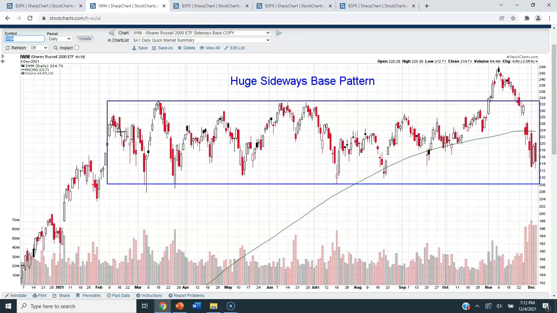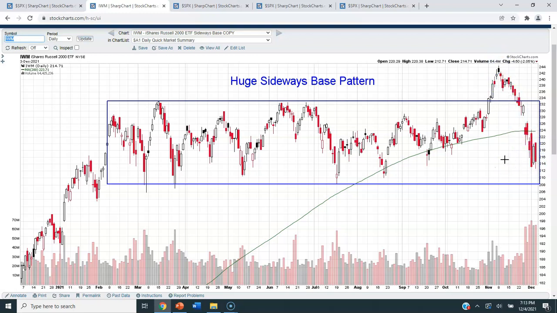Because keep in mind that the markets are generally healthiest when small caps are participating to the upside, as well as large caps, all right? But the IWM has built a huge sideways base this year, and it really started back in February. I mean, look at this, just this huge sideways base. Well, we did break out of this base the first part of November, and then the entire market has pulled back, which brought the IWM back with it.